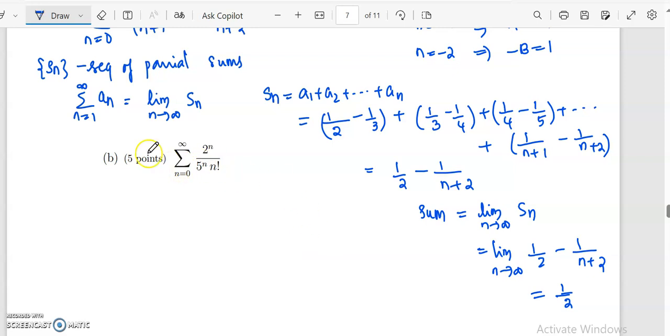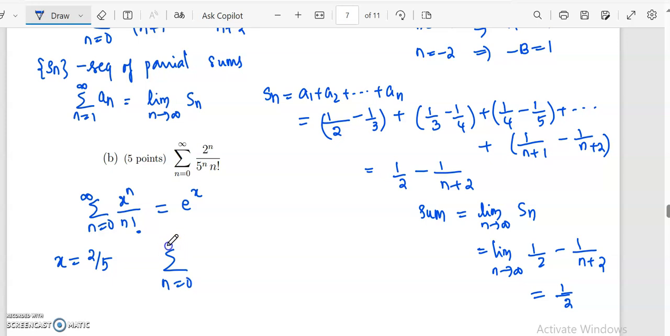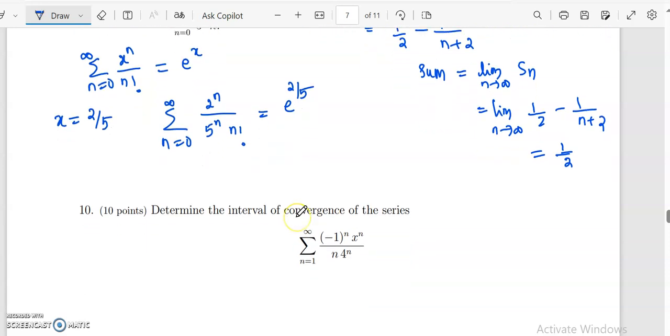Now the series in part B, that is of the form summation n equal to 0 to infinity x raised to n by n factorial, will be converging to e raised to x. So in place of x we have 2 by 5. So therefore summation n equal to 0 to infinity (2 by 5) raised to n by n factorial will be equal to e raised to 2 by 5. So that will be the sum of the series.